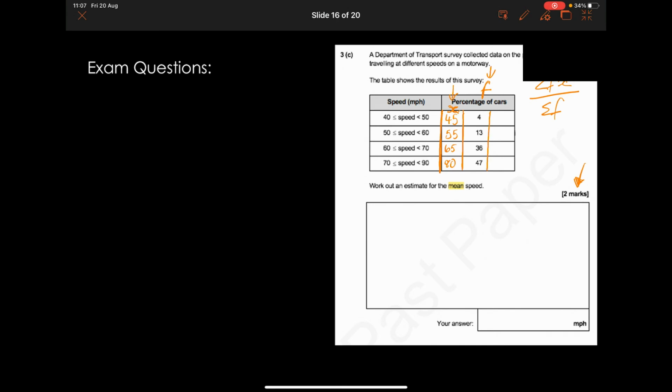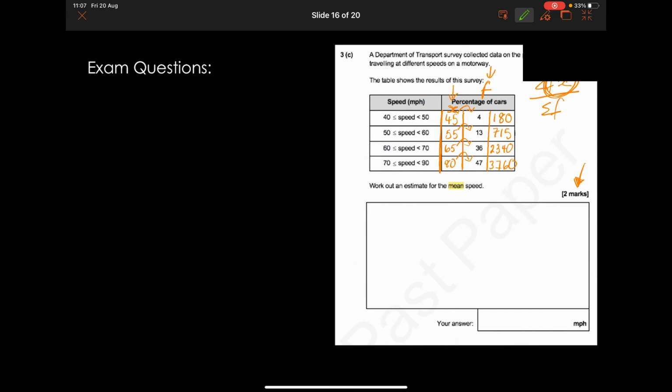Then what we're going to do is we're going to multiply across because we need to do the fx part, don't we? Okay, so 45 times 4 is 180. 55 times 13 is 715. 65 times 36 is 2,340. And 80 times 47 is 3,760. Okay.